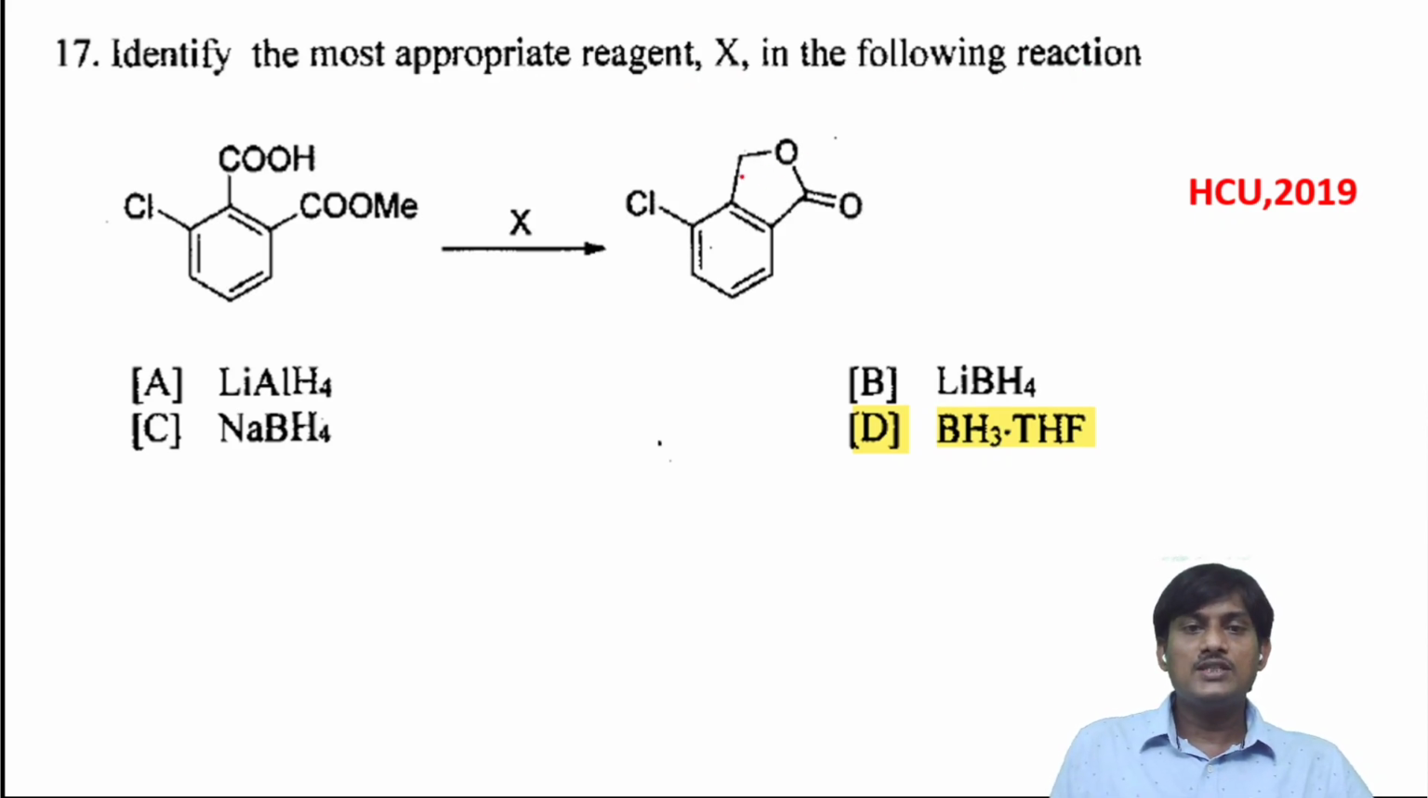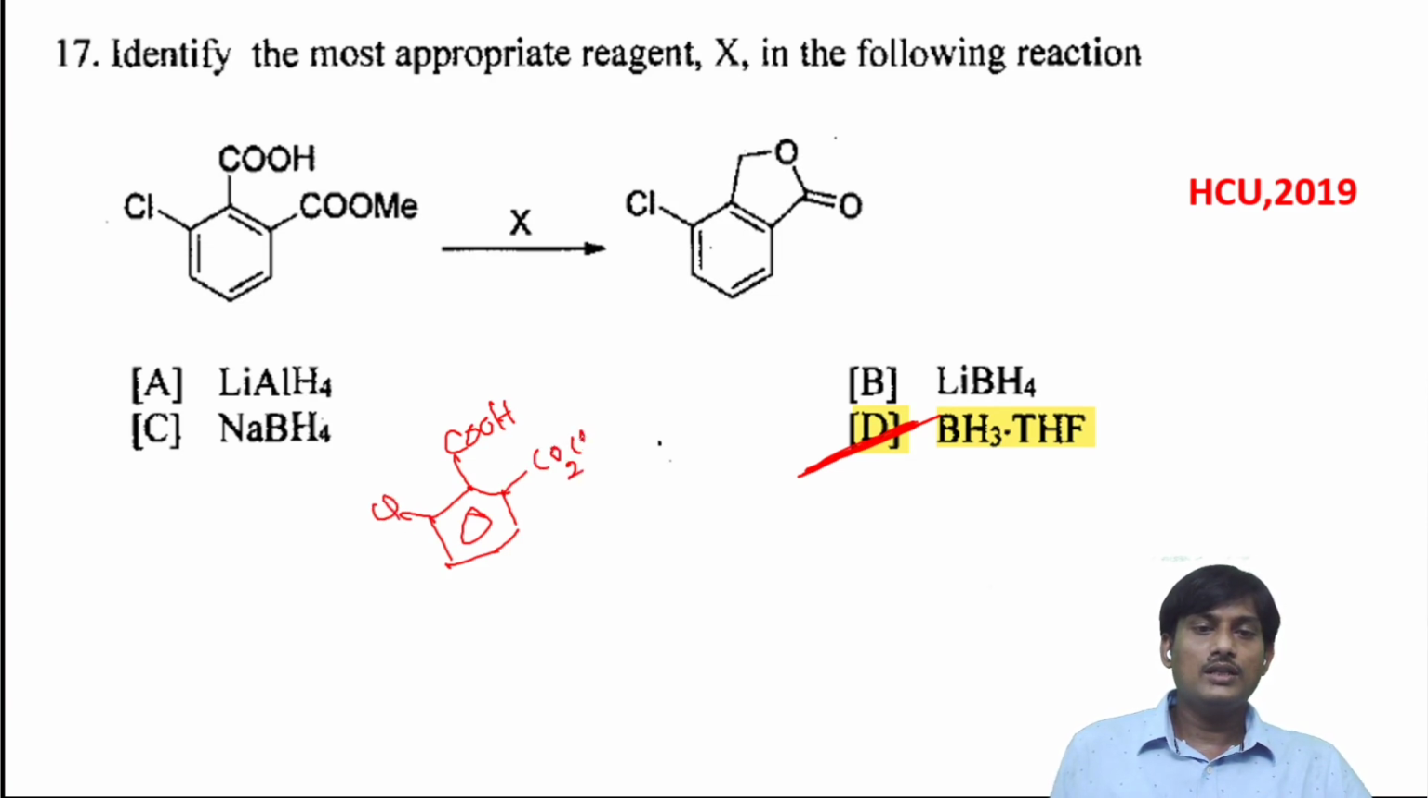Identify the most appropriate reagent X in the following reaction. Here there should be esterification. First we have to convert the carboxylic acid into an alcohol, and next there is an esterification reaction. So in order to convert COOH into CH2OH, what is the best reagent? Diborane dissolved in THF is the best reagent for the conversion of COOH into CH2OH. This reagent is very good for the conversion of carboxylic acids into alcohols.